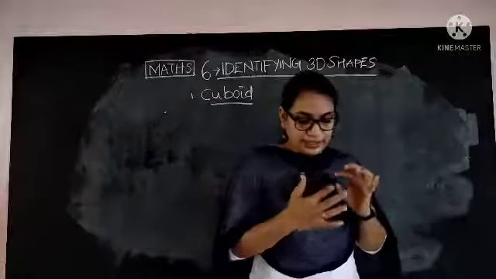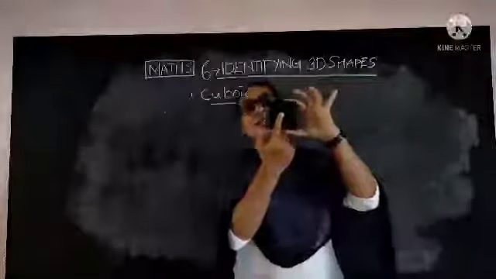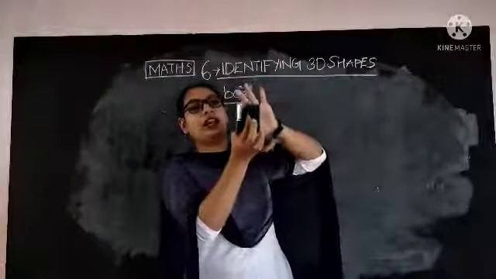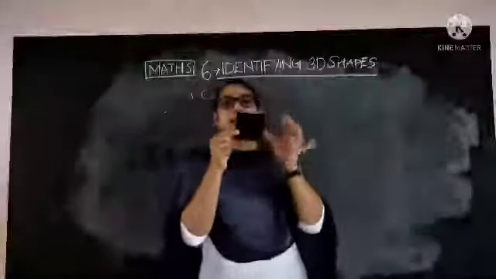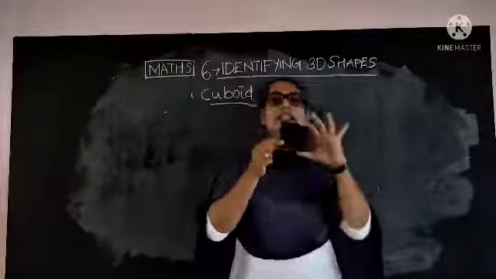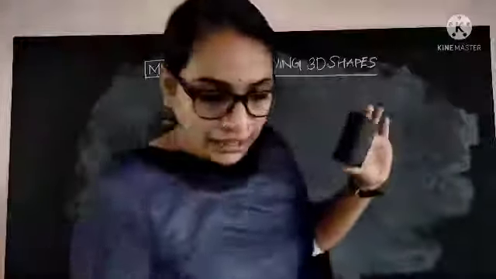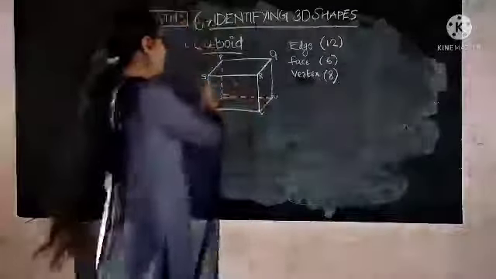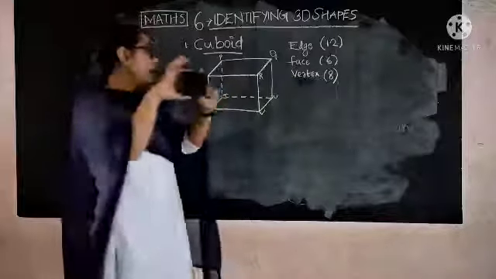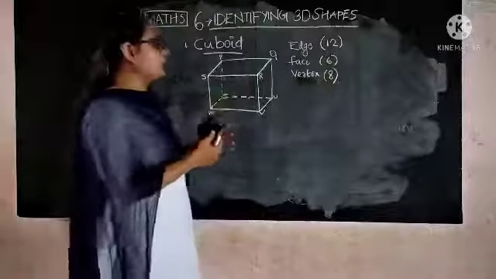A cuboid has rectangular faces. How many faces? This is called a face. 1, opposite 2, 3, 4, 5 and 6. So 6 faces. This is the main feature of a cuboid. Look at this figure of a cuboid. This cuboid is drawn like this.